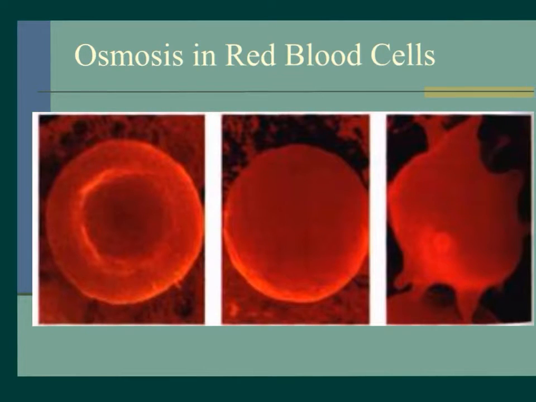Here we have osmosis occurring in a red blood cell. And so we can see the three different situations. Here we have a hypertonic solution where we have more water leaving the red blood cell, and so it's beginning to crenate or to shrivel up. Here we have an isotonic solution where we have the same amount of water entering as leaving the cell, so it looks normal. And here we have a hypotonic solution where more water is entering the cell than leaving, and the cell has exploded or lysed open.